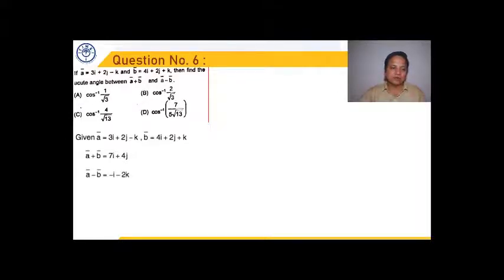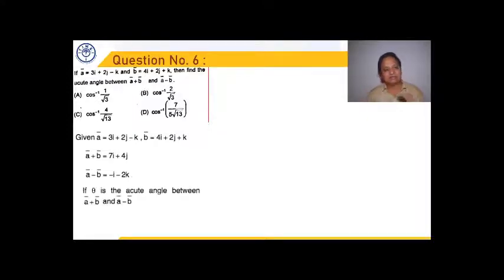We also require the value of A minus B, which is minus i minus 2k. A minus B is 3i minus 4i, that is minus i. 2j minus 2j cancel out. Minus k minus k becomes minus 2k. So A minus B is minus i minus 2k. We had A plus B as 7i plus 4j. Now we have to find the angle between these two vectors.